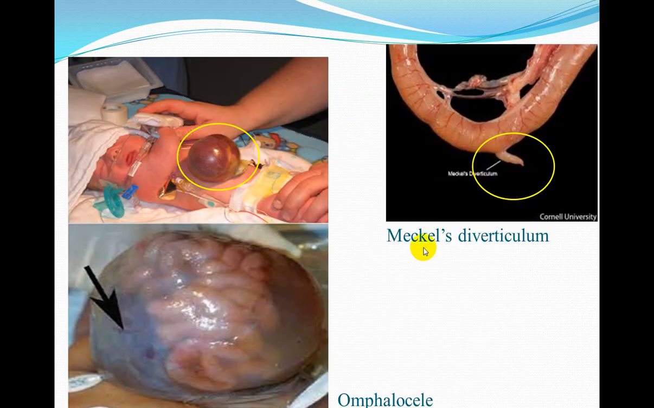Nichols diverticulum results from failure of complete involution of the omphalomesenteric duct, with a resultant remnant, a tubular or saccular piece about 5 to 6 centimeters. This may become infected and cause intestinal infection.